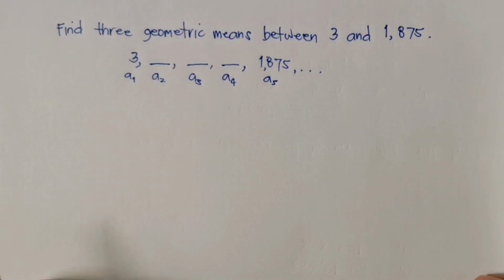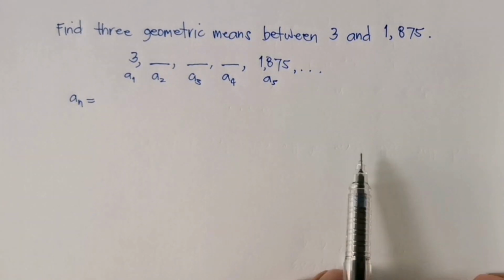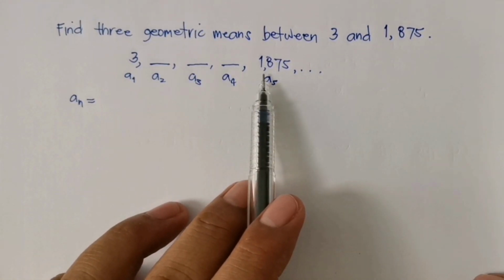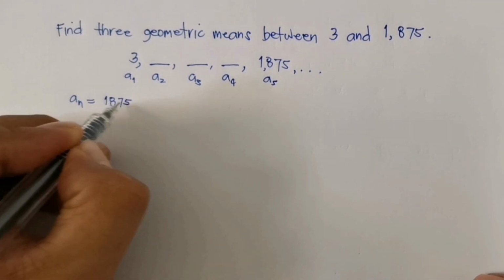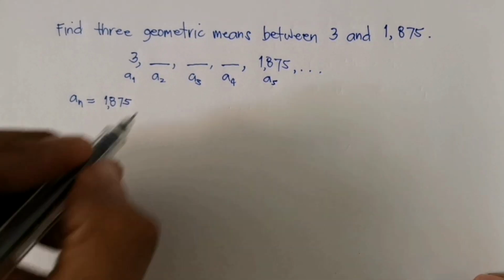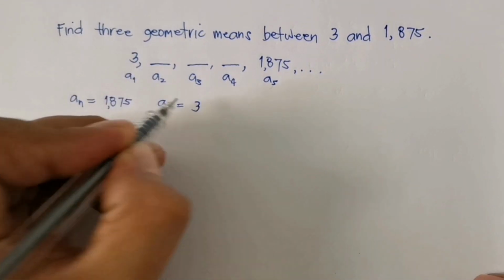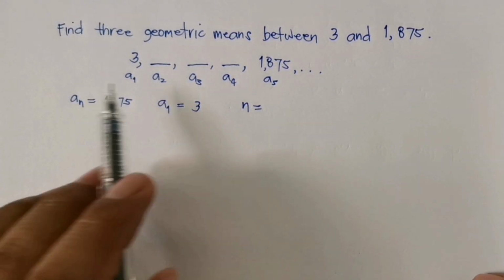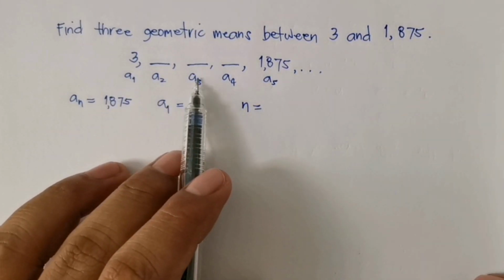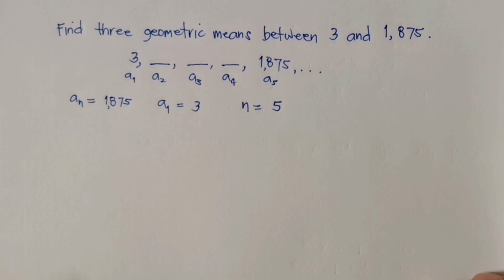And let's try to identify the needed values. We will be needing A sub n, which is the last term of this geometric sequence, and that is 1,875. Next is the first term, which is 3. And the number of terms, we will count the representation. So 1, 2, 3, 4, 5. So 5 will be the value of n in this question.